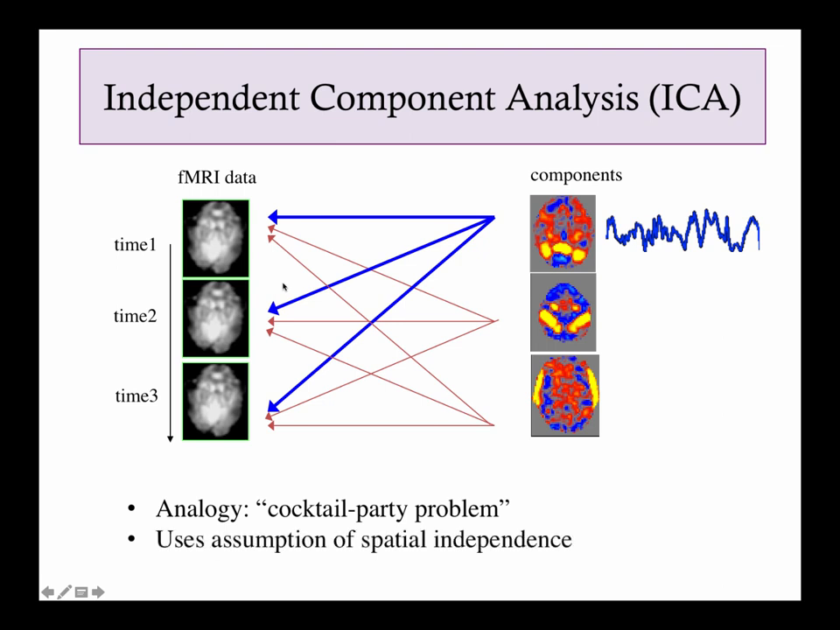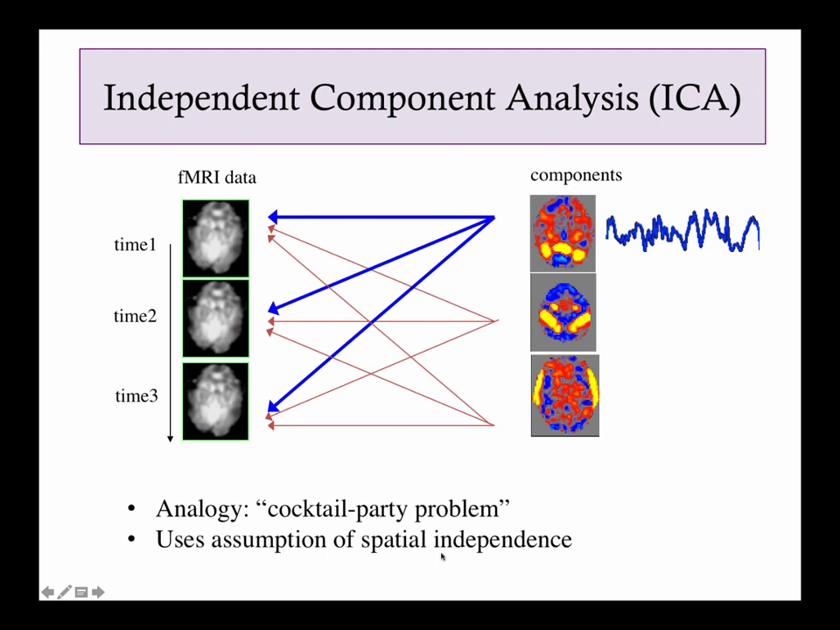So when we run this algorithm, we start with our data, and we don't have any knowledge of what the components are or what their time series are. And so we have to place some assumptions in order to be able to solve this. And the key one for ICA is that we assume that these maps have spatial independence.